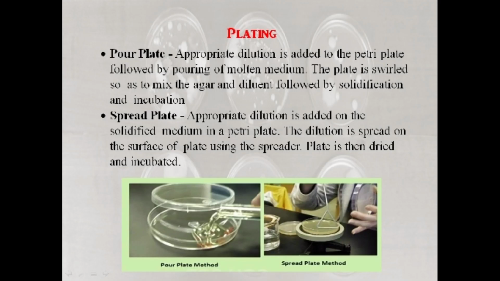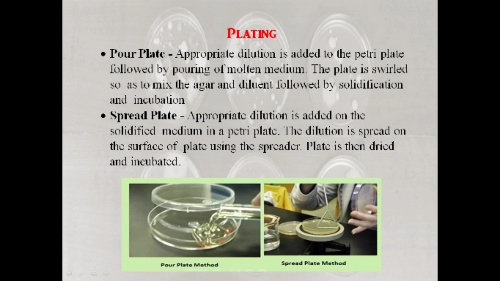And now we'll move on to the topic of plating, which can be categorized into two methodologies. Firstly, pour plate. In this method, appropriate dilution is added to the Petri plate, followed by the pouring of molten medium. The plate is then swirled so as to mix the agar and the diluent, followed by solidification and incubation. Secondly comes the method of spread plate.